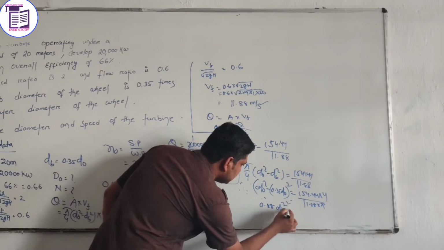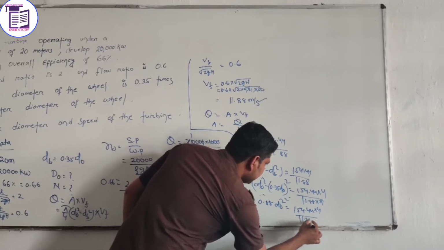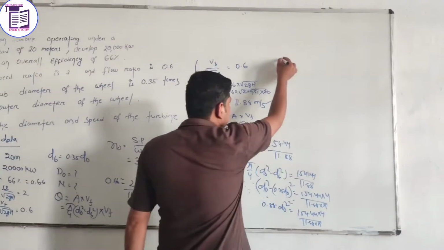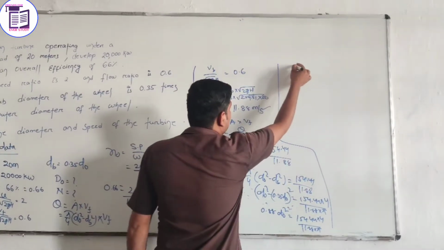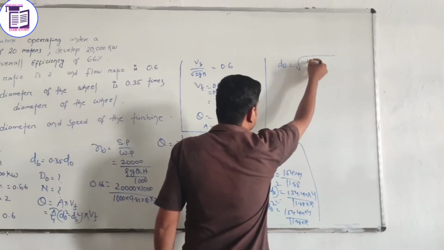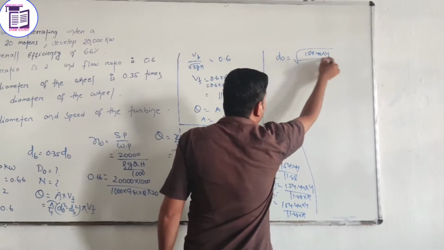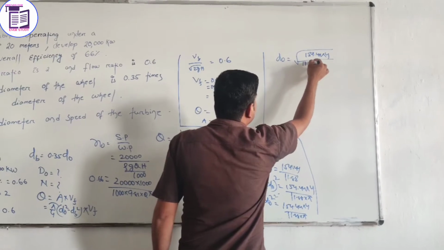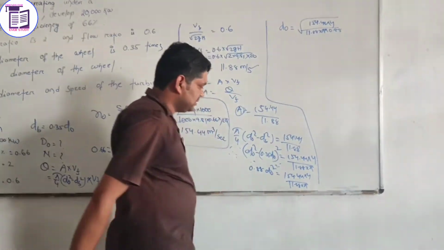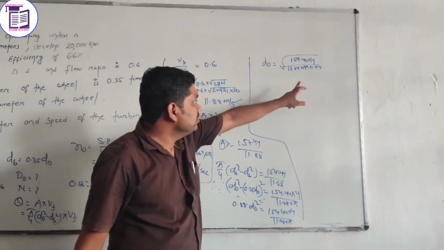That is 0.88 D_o square is equal to 154.44 into 4 by 11.88 into pi. This is the value. Now you can find the D_o value from here. So you can write D_o is equal to root over of the numerator first: 154.44 into 4 by 11.88 into pi into 0.88.